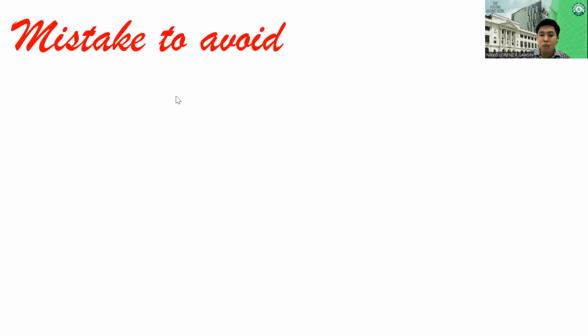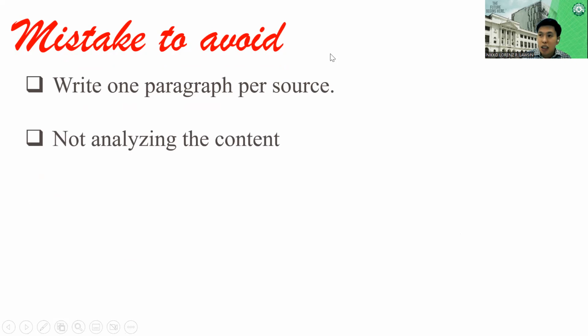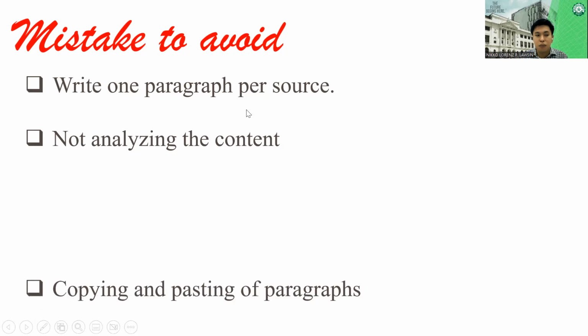Now, what are the mistakes to avoid in writing your literature review or an introduction? Number one, write one paragraph per source. As I have told you, there must be at least 5 paragraphs, 5 sentences per paragraph rather. Number two, not analyzing the content. There are student researchers that consider RRL only as filler. That's wrong. You have to analyze first the content of the paper, and then you decide if this paragraph is worth including in the studies.